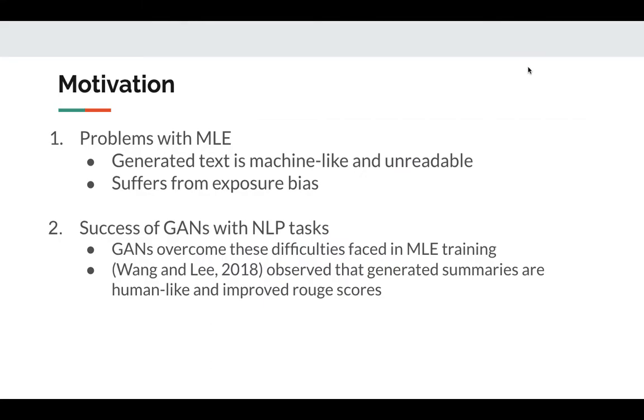Most of the original sequence-to-sequence models for key phrase generation have been trained using maximum likelihood estimation, or MLE. MLE trained models often generate text that is machine-like, unreadable, and suffers from exposure bias. However, in the past few years, the application of GANs in NLP tasks has been shown to overcome these problems. Wang and Lee in 2018 applied GANs to abstractive summarization and found the summaries to be human-like and diverse. Thus, we decided to replicate this success with GANs in the task of key phrase generation.